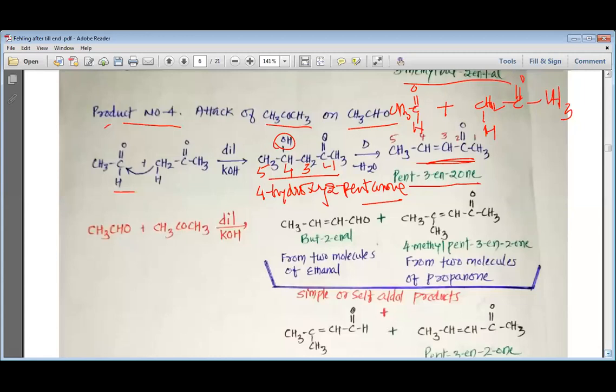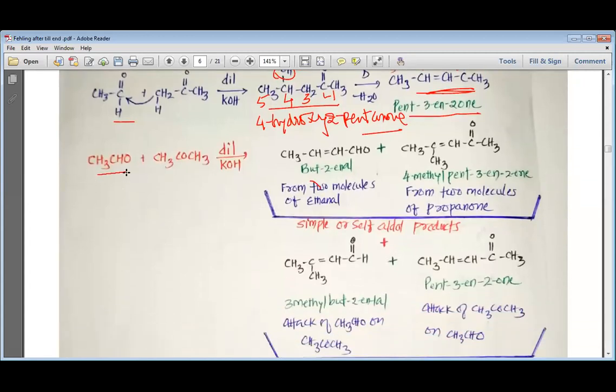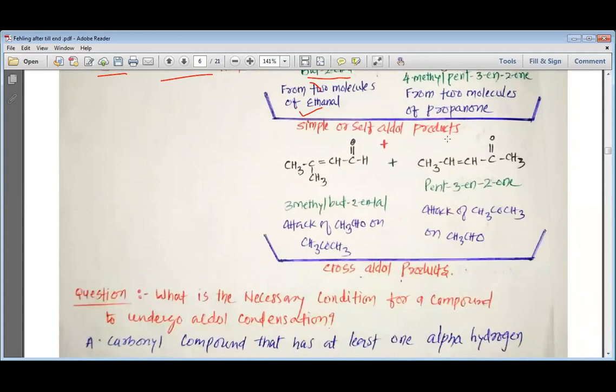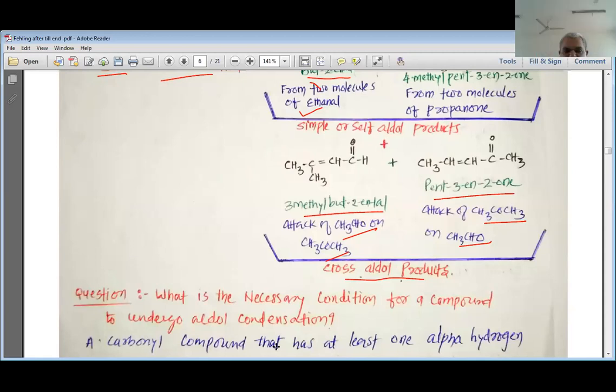So by the reaction between the ethanol and propanone, we can easily get 4 products. First, but-2-enol, which is crotonaldehyde, from the self-aldol of ethanol, and 4-methyl pent-3-en-2-one by the self-aldol of propanone. So these are known as the simple or self-aldol products, whereas the two other cross-aldol products are, by the attack of ethanol on propanone, we get 3-methyl but-2-en-1-al, and by the attack of propanone on ethanol, we get pent-3-en-2-one. My dear students, I would like to invite you that if you do not understand anything, you can ask me.